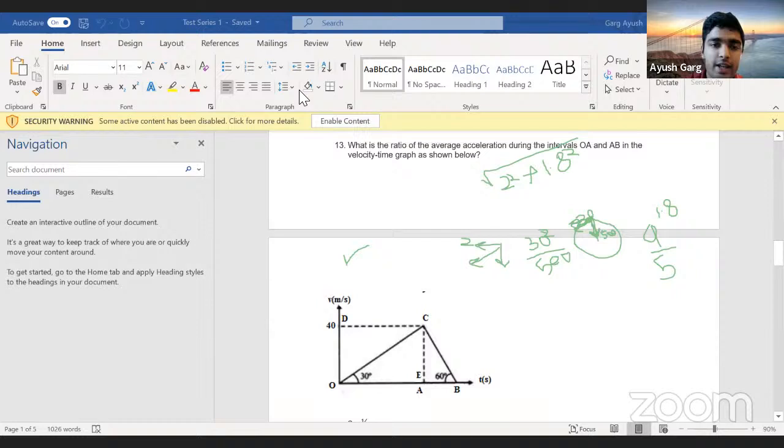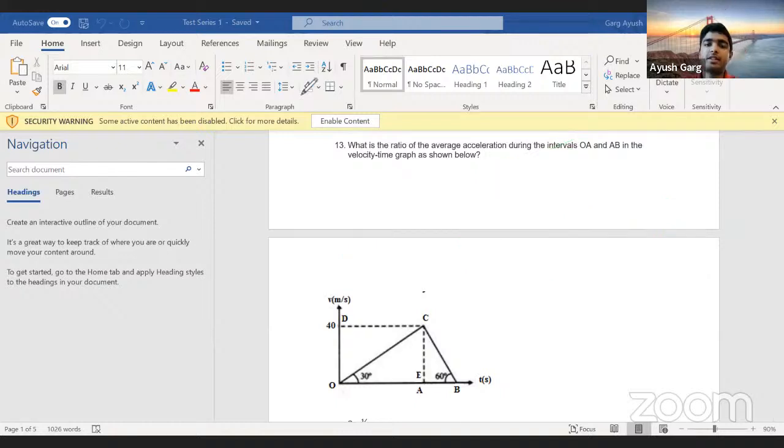What is the ratio of the average acceleration? Let me erase this all. What is the ratio of the average acceleration during the intervals OA and AB in the velocity time graph as shown below? So when you see the graph, I'm sure you know that the slope of a velocity time graph is what? It's nothing but dv upon dt, right? dv upon dt is nothing but the slope of the v versus t graph. So obviously the slope of the velocity time graph is going to be acceleration.